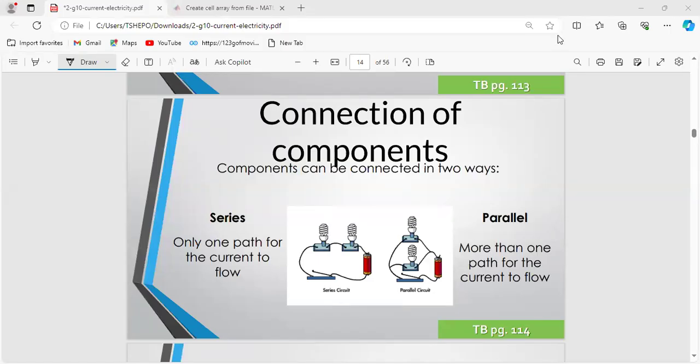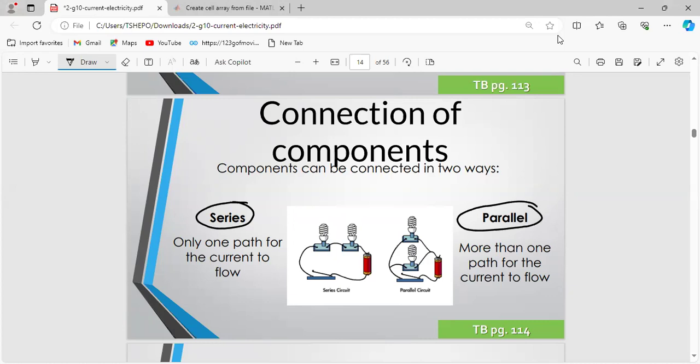Right then. So now here we are going to discuss the connections of the components, right? As much as we have learned different types of components and we discussed them, right? So now let's talk about how these components can be connected together. Now, apparently components can be connected in two ways. We have the series way and then we have the parallel way, right? In which these components can be connected.